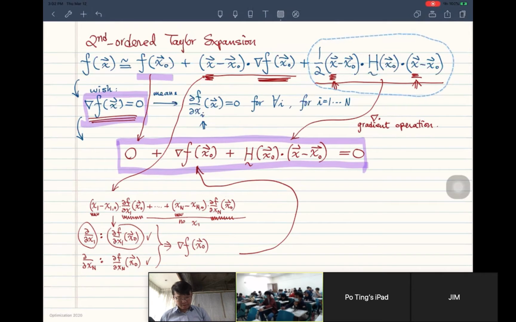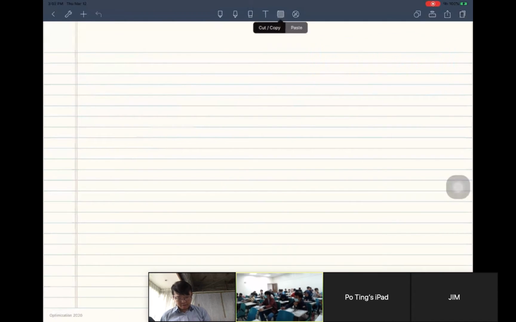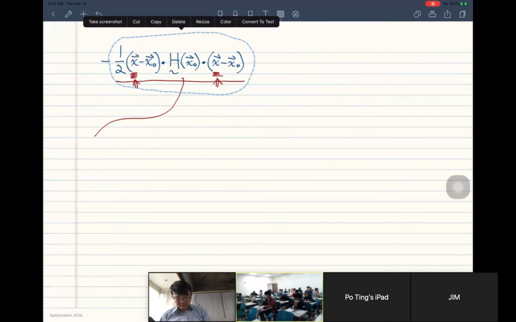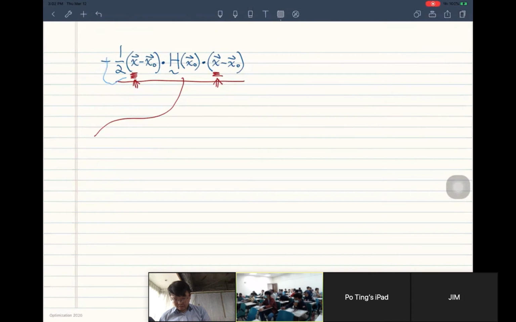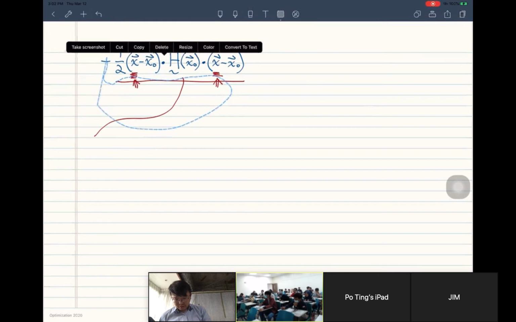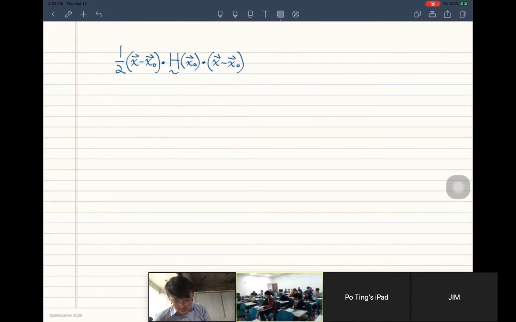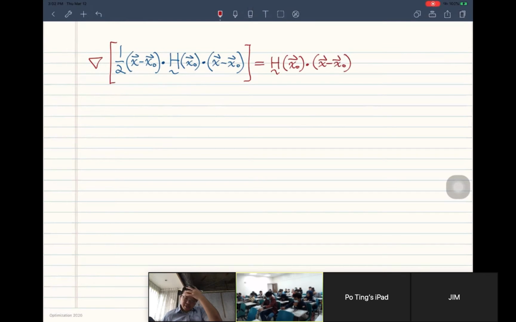Copy. Okay, paste. Get rid of some portion. Okay, so we want to show something: the gradient operation of this whole chunk. So why does this equal this? So again, let's work on the first term.